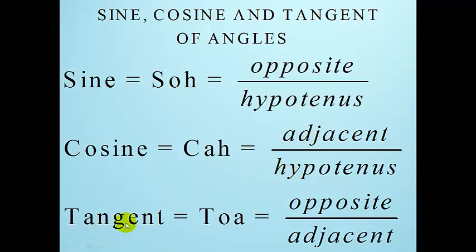Now, tangent of an angle is equal to TOA. That is opposite over adjacent. So the SO is opposite over hypotenuse. The K, that is the cos, is adjacent over hypotenuse. And the tangent, that is TOA, is opposite over adjacent. So we have SO, K, TOA.